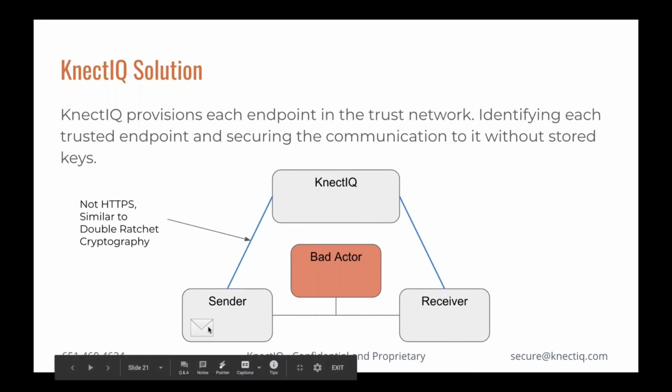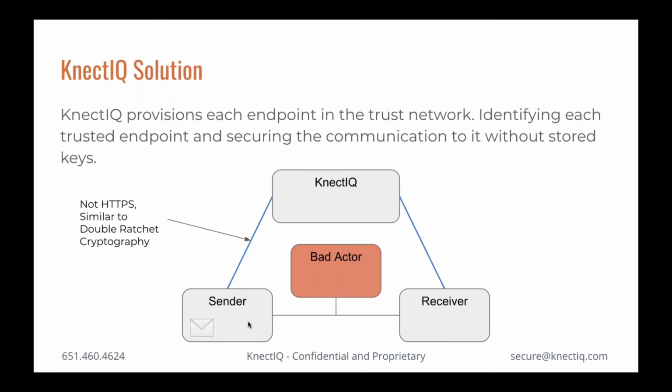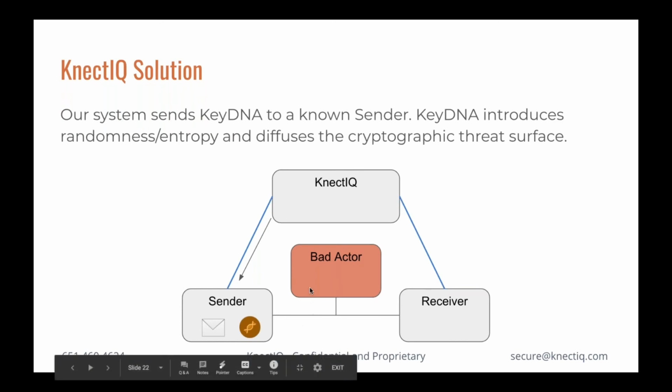Second thing we do is we say who is allowed to talk to whom. In this case, we're going to allow the sender and the receiver to talk to each other. Once we've done that, once we've created our trust network of who's allowed to talk to whom, then we can begin the communication. And that's actually fairly simple to explain.